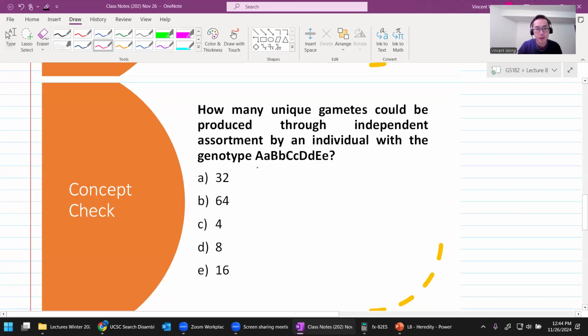32 is correct, it is 2 times 2 times 2 times 2 times 2. This time everything is hybrid, so there are 2 options for each gene. And if you multiply all of it together, you would get 32.